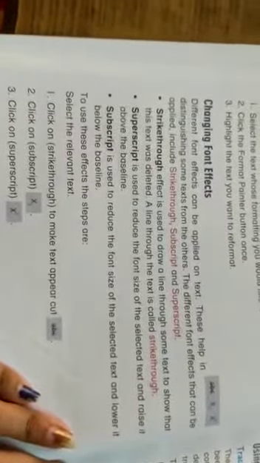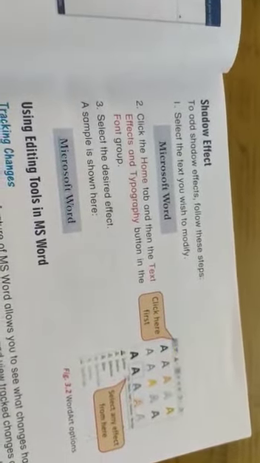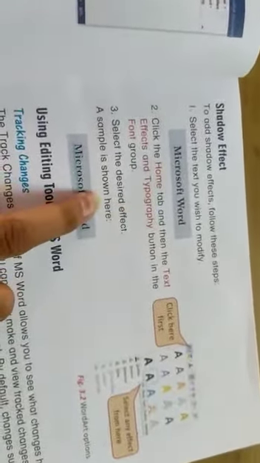Then come to the next page. These are the steps given, which we have already done, for how to change the font effects. These are the steps for how to use the Format Painter. Then we have completed the shadow effect also in Microsoft Word. These 4 we have done.